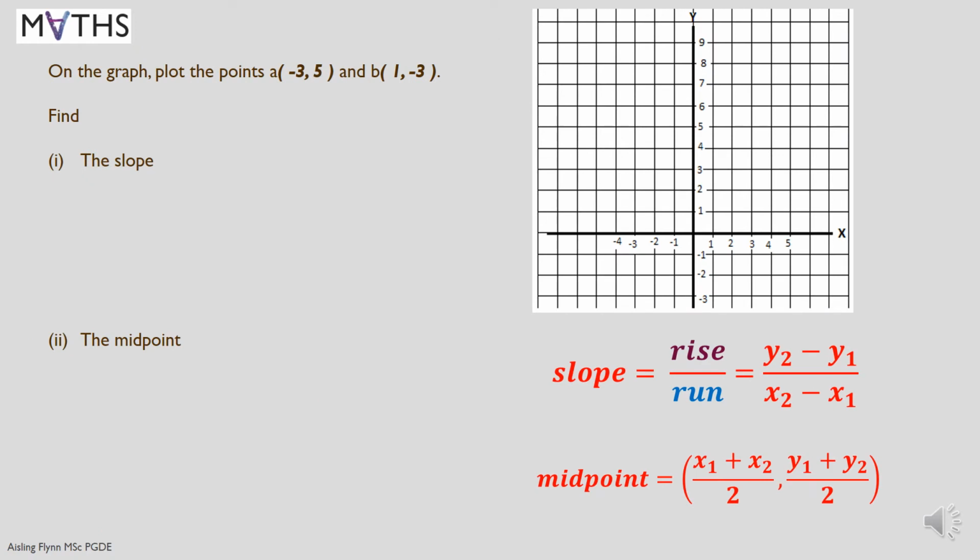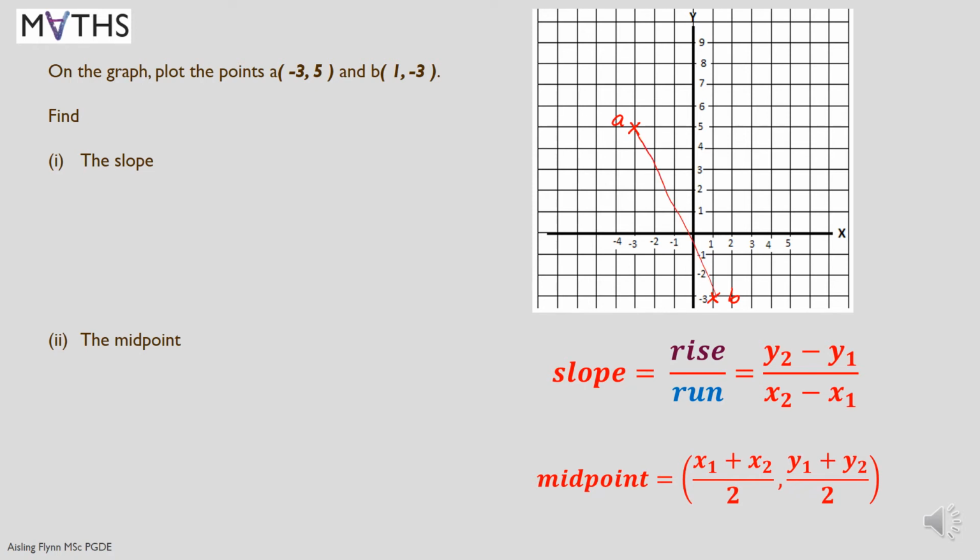So now we'll try this one for some extra practice at that. On the graph, plot the points A and B. So A is minus 3, 5. So minus 3 in the x direction, back 3, up 5. So that's my A. And B is 1, minus 3. So right 1, down 3. Here is B. And we're going to join them up to make a line segment.